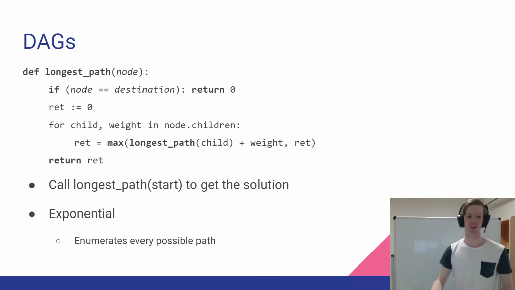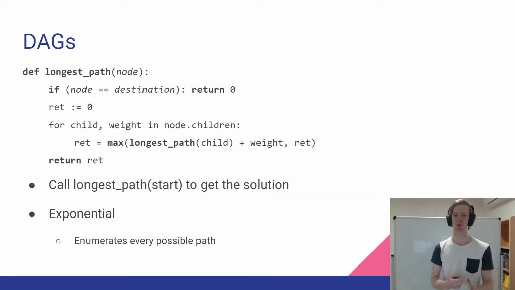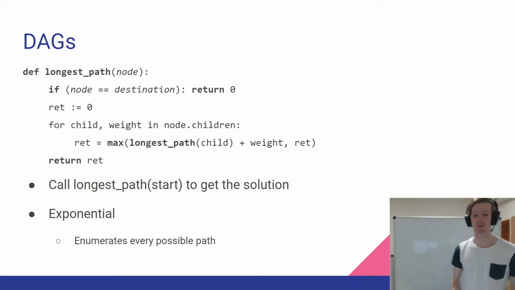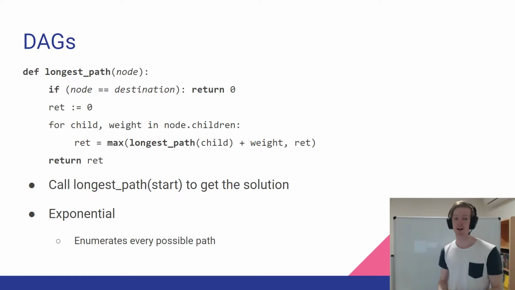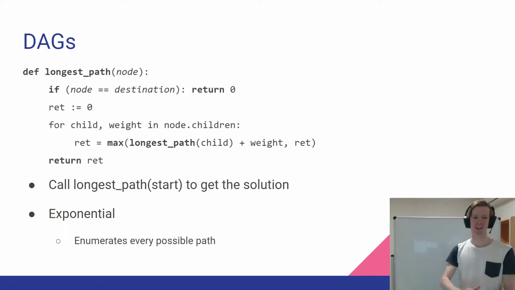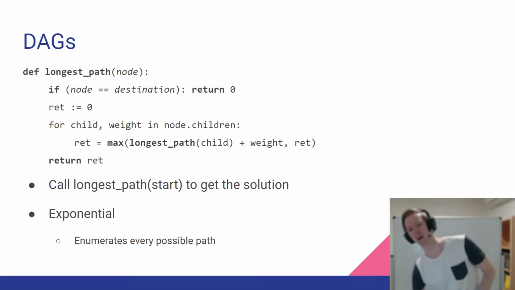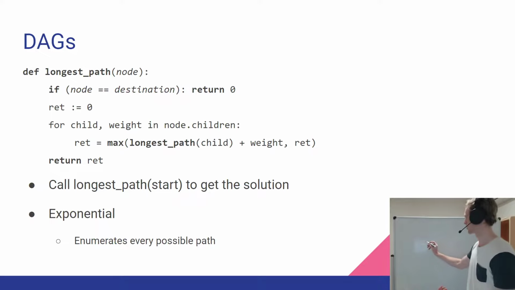Then you enumerate across all your edges. Your edges will have two components: the node that they're connected to, and the weight. In this code snippet, the child is represented as the node and the weight as the weight of the edge. Then your return value will basically be the maximum of the current return value and the longest path of the child plus the weight. So for instance, if I had, I'll draw out the DAG again.